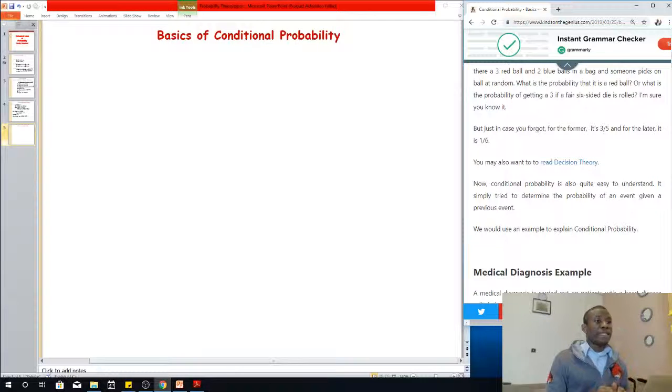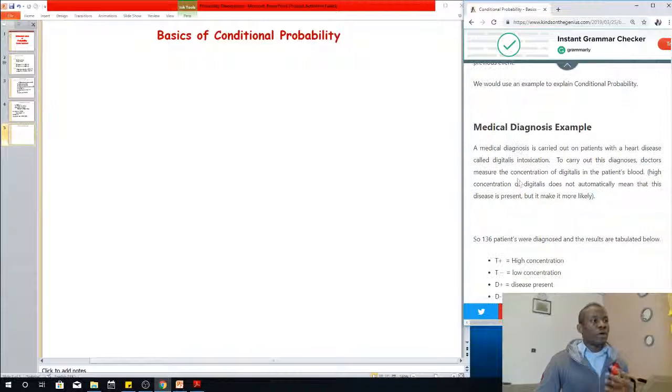Now, conditional probability is also very easy to understand. It simply tries to determine the probability of an event given a previous event. We'll use an example to explain this. If we talk about the 3 red balls and 2 blue balls in a bag, you can think of taking out a red ball for the first time, and the second time you are taking out another ball. So what's the probability in the second case? That is what we call conditional probability. Probability given a prior event that has happened.